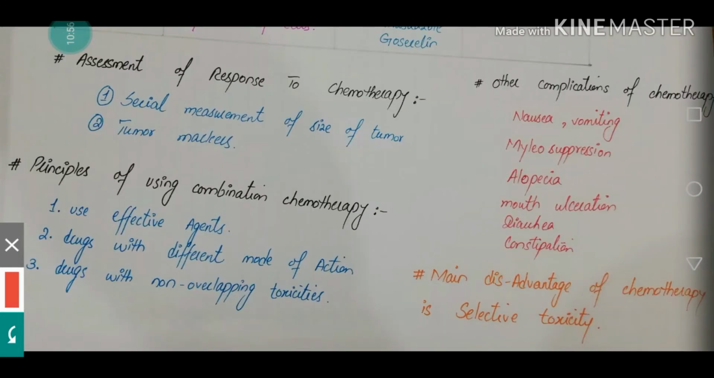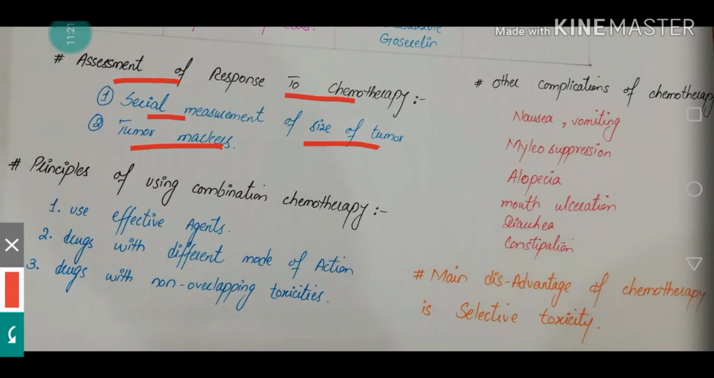Now, how will we assess the response to a chemotherapy? By serial measurements of the size of the tumor and tumor markers. Now, chemotherapy is prescribed over a definitive period of time, and in that duration, through serial measurement of the size of the tumor and tumor markers, the response to that chemotherapy is measured.